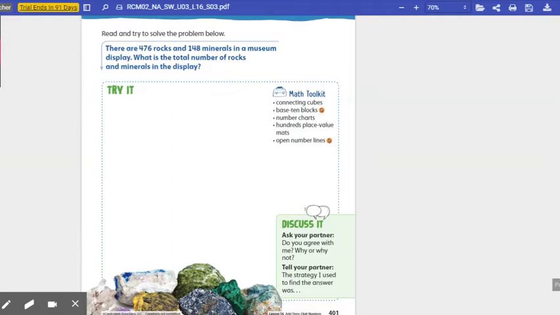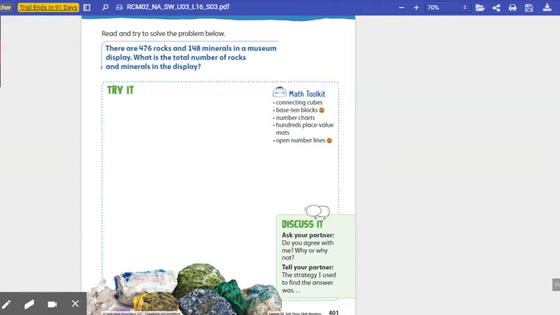All right, so we know that there are some things that people have found at the museum. There are some rocks and there are some minerals, right? Let's read again to see what it is that we need to solve. There are 476 rocks and 148 minerals in a museum display. What is the total number of rocks and minerals in the display? What do we want to figure out here? What are we trying to answer? Yes, the total number of rocks and minerals in the display.